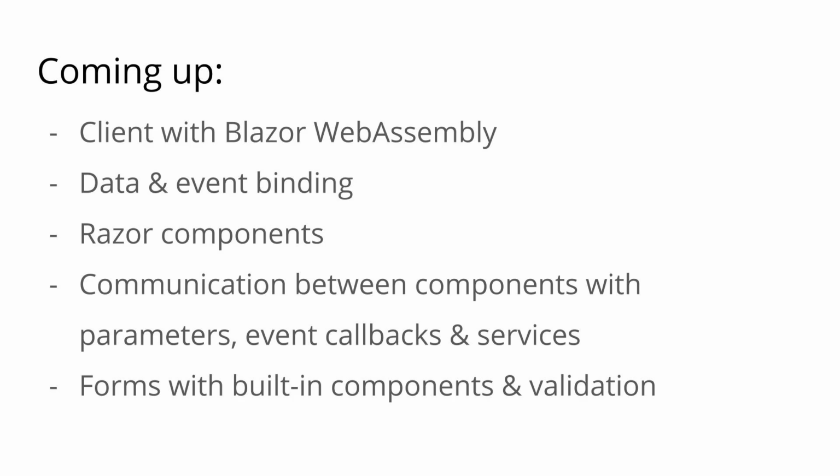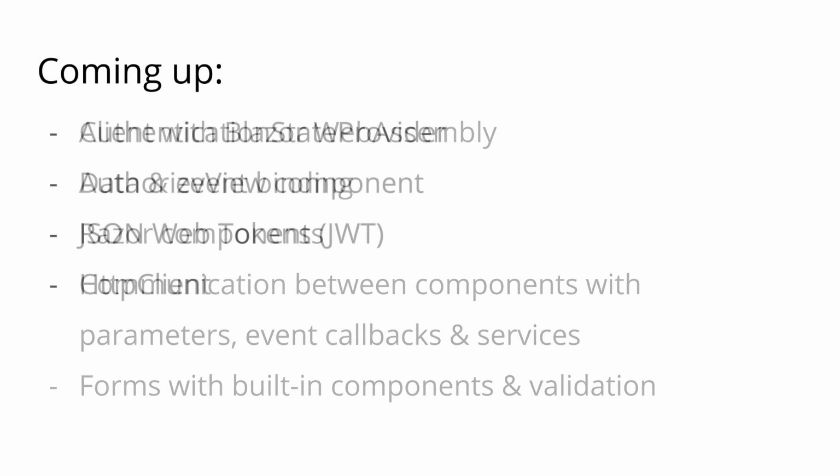You will learn how data and event binding works with Blazor, what Razor components are, and how they communicate. There are several ways of communication between components like parameters, events, and services, and you will see how to implement them all. Additionally, we will build forms with all the controls Blazor WebAssembly provides, like input text fields, checkboxes, select fields, and so on, and we will also see how validation in these forms works.